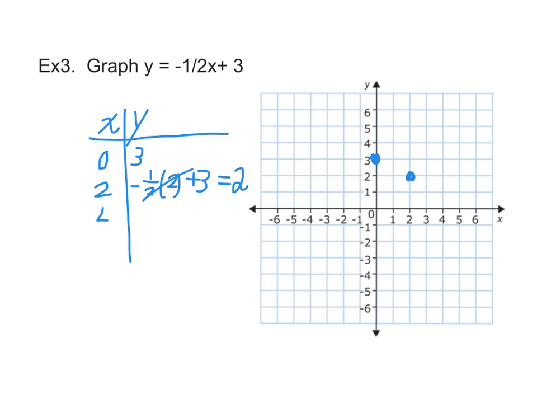Same thing with the number 4. I'm trying to think of numbers that'll cancel nicely with that half. 2 and 4 reduce to the number 2. So I'll have negative 1 times 2, or negative 2, plus 3, which equals 1. That's enough to do it. Let me plot the line that goes through these points now. There we go, the graph of y equals negative 1/2 x plus 3. A quick table of values is the easiest way to graph equations in the form y equals.